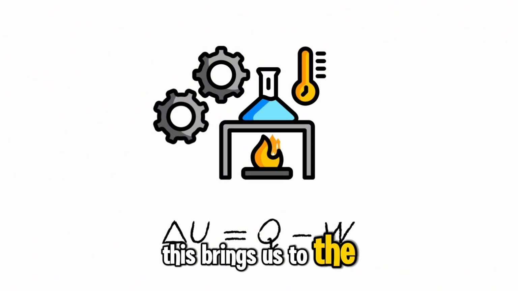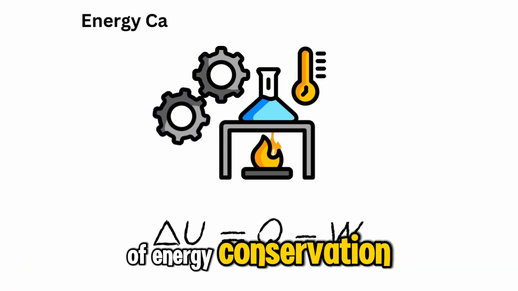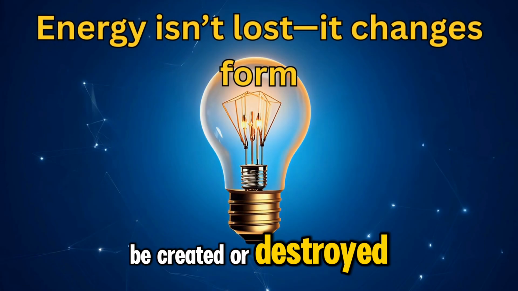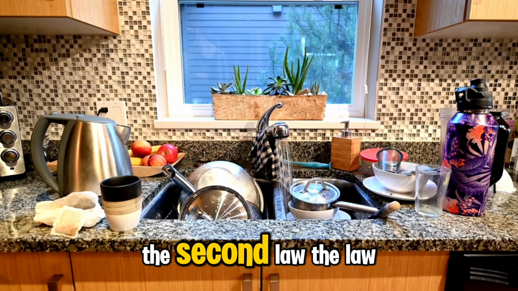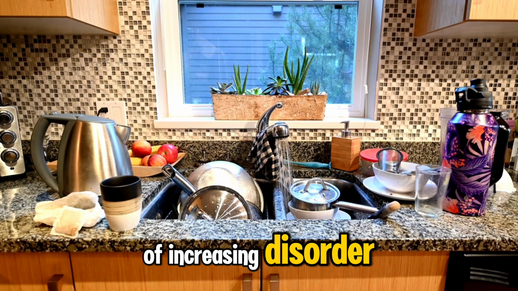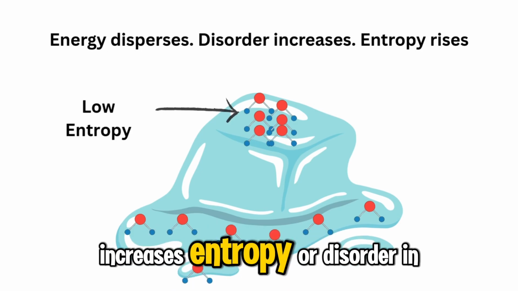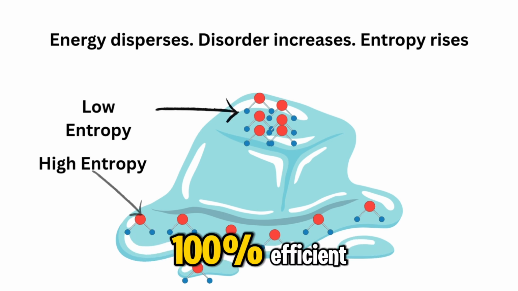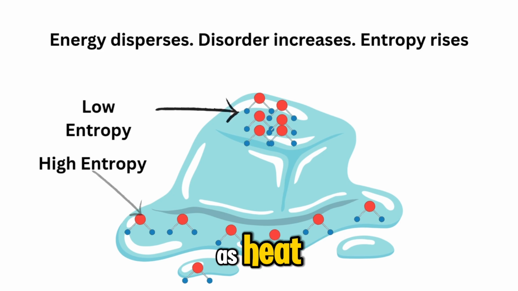This brings us to the laws of thermodynamics. The first law, the law of energy conservation, tells us that energy cannot be created or destroyed, only transformed from one form to another. The second law, the law of increasing disorder, states that every energy transformation increases entropy or disorder in the universe. That's why no process is 100% efficient. Some energy is always lost as heat.